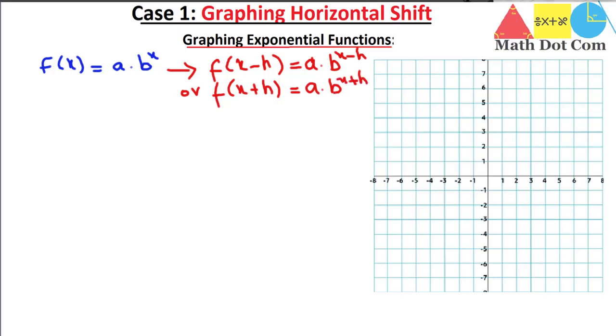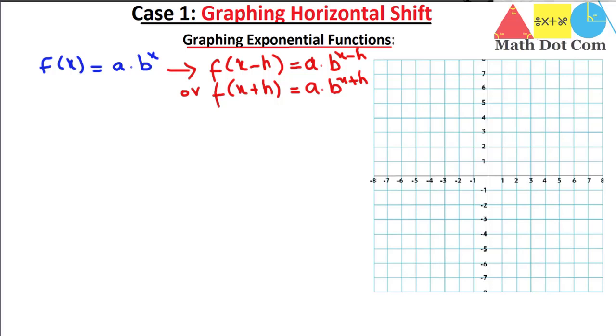Just by looking at these two equations, it is clear that we are adding some constant value to x, that is, we are adding something to the input. x is the input of the function, and f of x minus h is the output. So if we are adding something to the input, the impact will be on the output as well. These are the general forms of the horizontal shifts, when the exponential function is shifted horizontally.